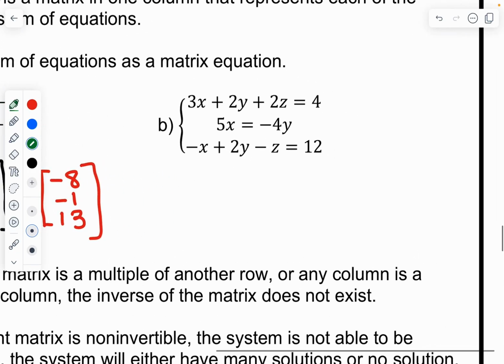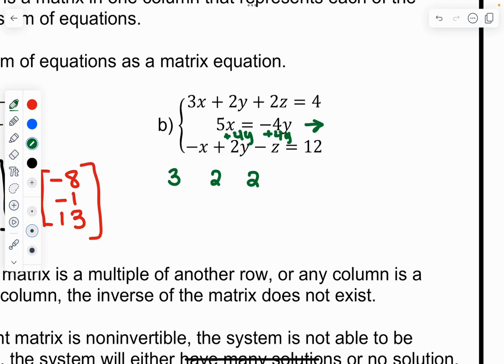So if you tried the second one, I'm hoping that maybe you got stuck. Maybe you figured it out. But let's see. So the first row isn't too bad. We have 3, 2, 2. But the next one is where I expect us to get tripped up. Notice that we have x and y on opposite sides. We have to get everything to one side.